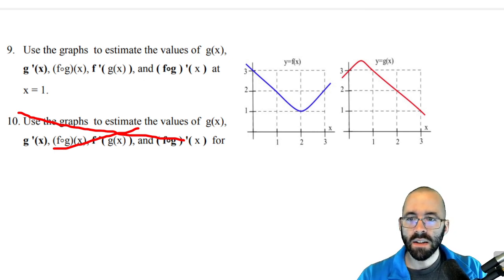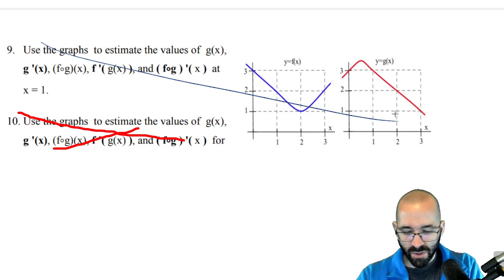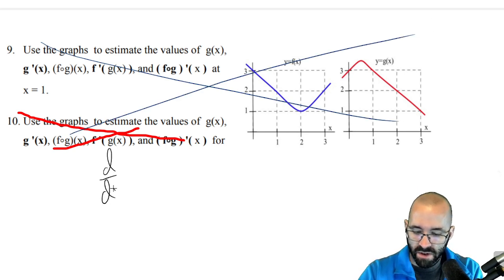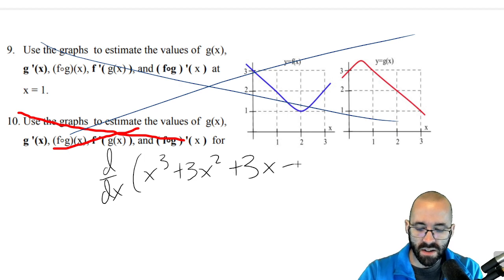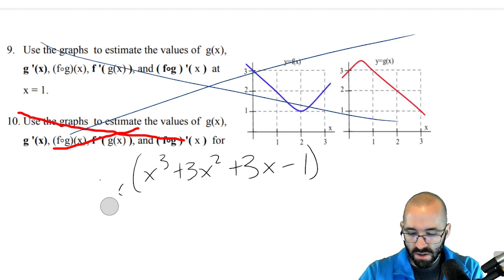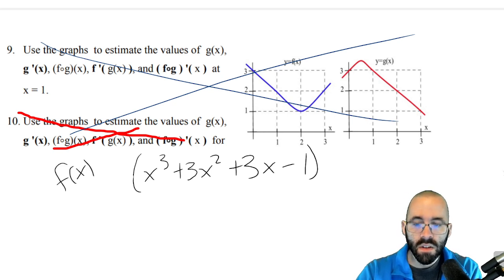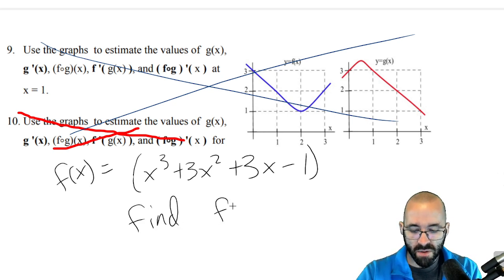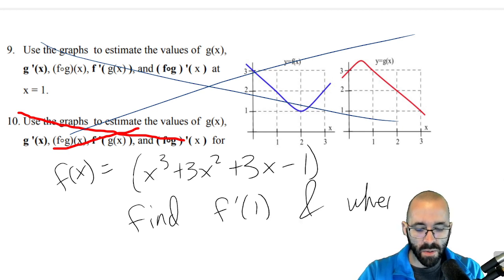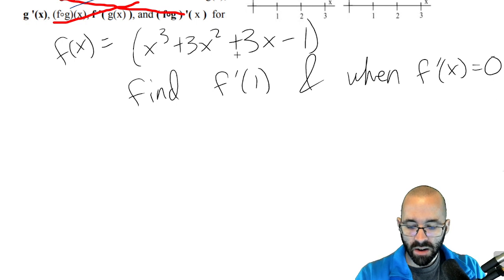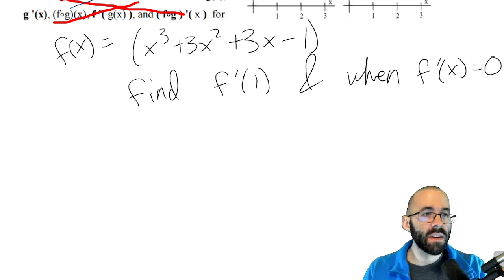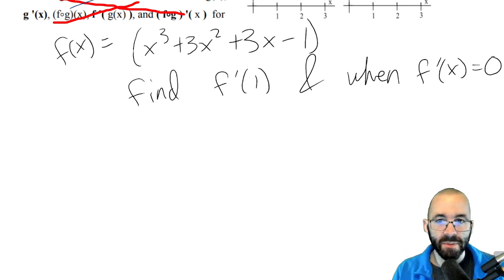Looking at number 19 is find the derivative. So we're not doing this at all. Find the derivative of x cubed plus 3x squared plus 3x minus 1. Oh, this is our function. And we want to find f prime of 1 and determine when is f prime of x equal to 0? When is there a horizontal tangent line? So we're going to do that, and we're going to compare graphically and see what we got. This makes more sense now.